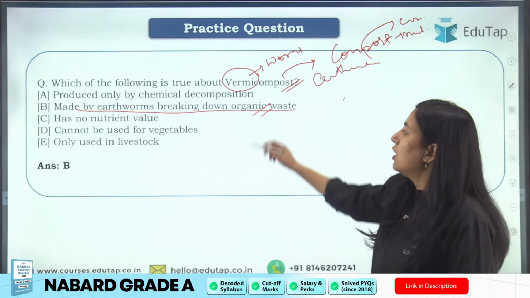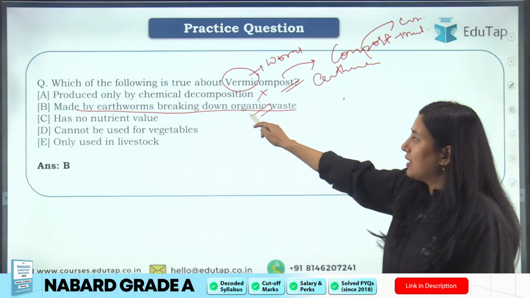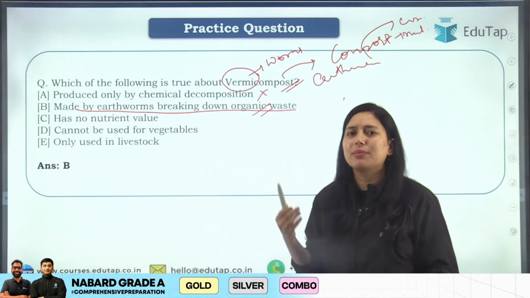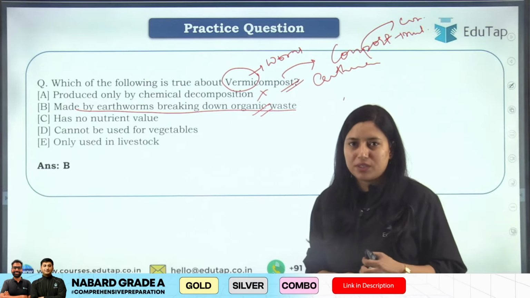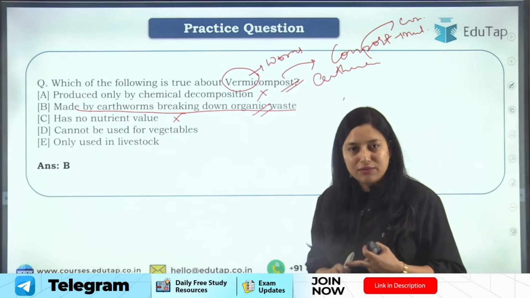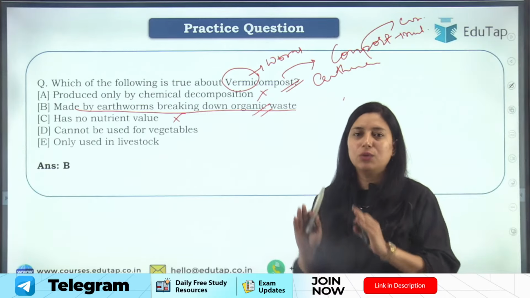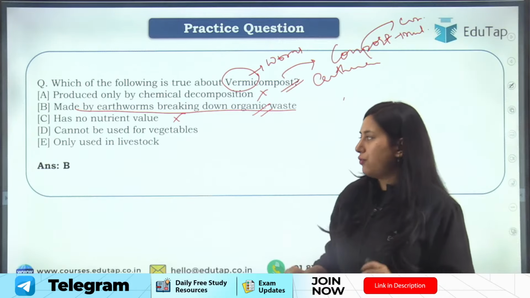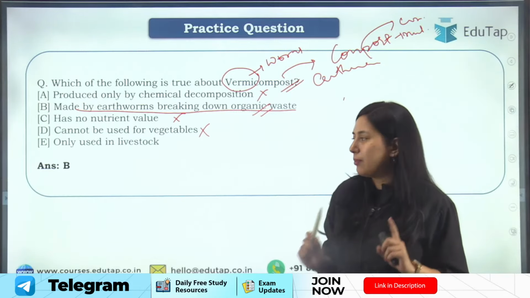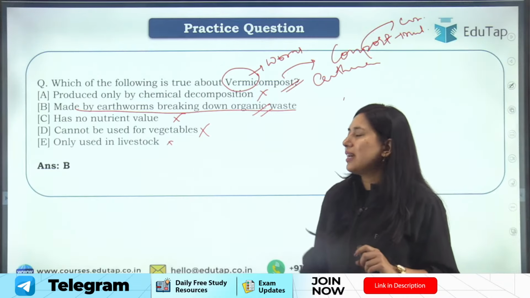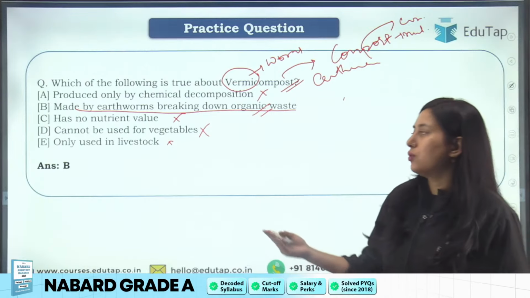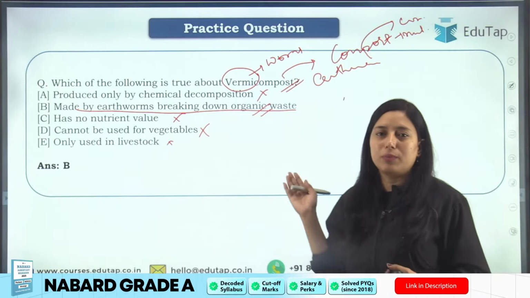ठीक है? So it is not produced by chemical decomposition, rather natural decomposition that is done by microorganism as well as the earthworms. ठीक है? Then has no nutrient value. It is wrong, because vermicompost do has a nutrient value. That's why it is used in crop field. Cannot be used for vegetable. It is wrong. It can be used for all type of crops. ठीक है? Only used in livestock. Again, that is incorrect. We utilize the waste of livestock to make compost.